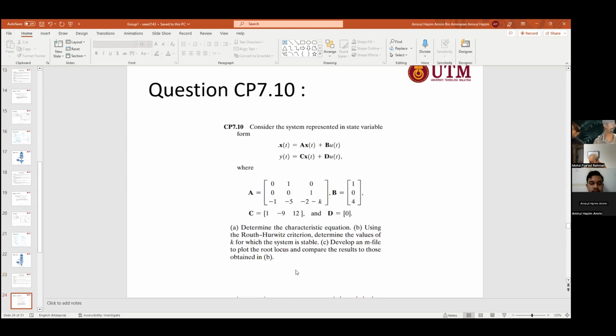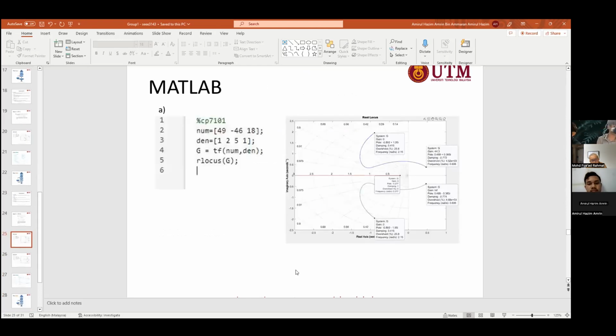For the last question, we need to determine the characteristic equation, and then use the RH criterion to determine the value of K, and develop MATLAB to plot the root locus and compare the result. Basically for part A, this is what we have done, but we are not sure.